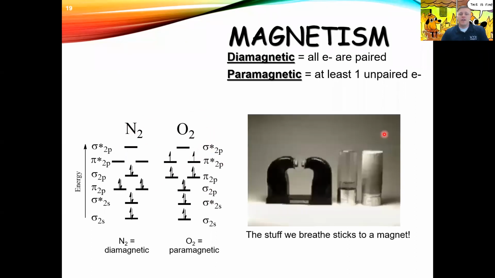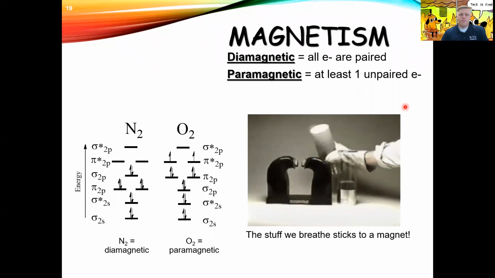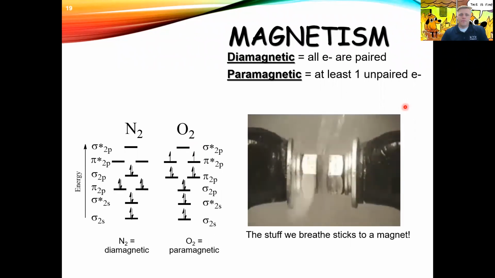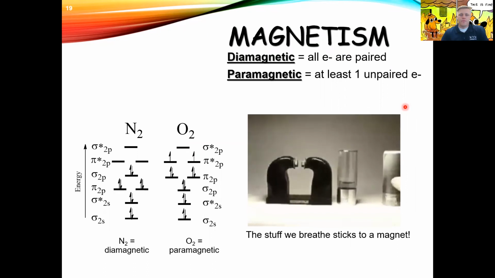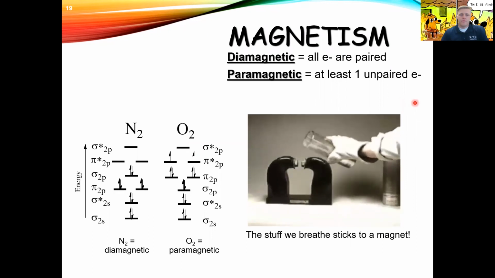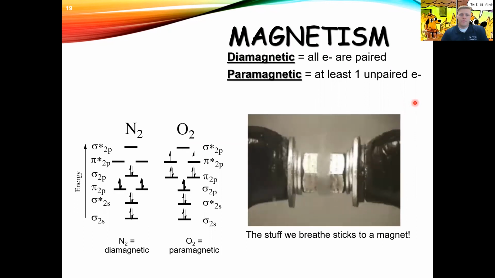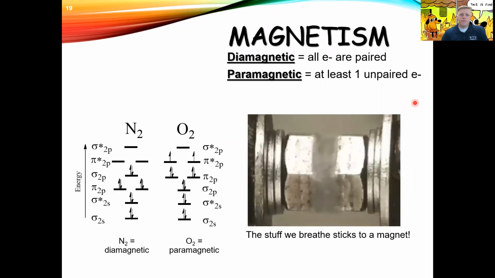I'll give you a little bit of a video of that. Nitrogen is not magnetic. It is diamagnetic. All the electrons in the molecule are paired. Oxygen, however, interacts with a magnetic field because it is paramagnetic. This physical property indicates that molecular oxygen has unpaired electrons. Molecular orbital theory accounts for this fact, but valence bond theory does not.